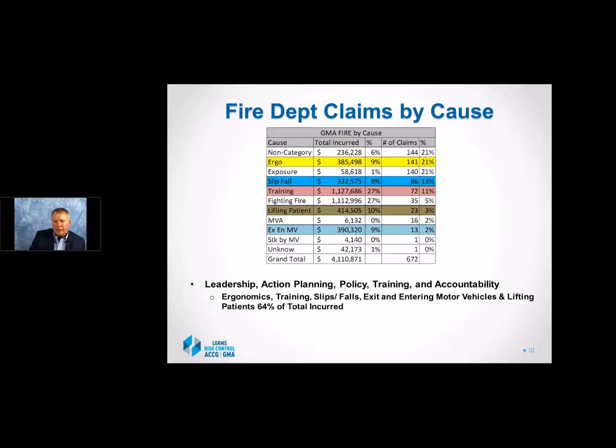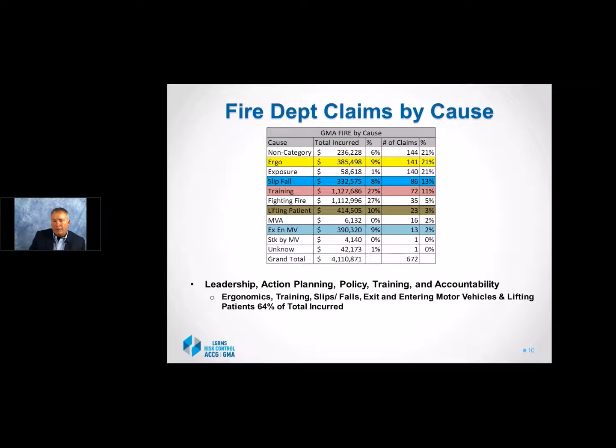Training, again, incidents while training, you can see 27% of the dollars within fire are incidents while training, and that gets back to that safety officer concept. Fighting fires is also 27% of the incidents, and again, I didn't highlight that because I don't think we could have a tremendous impact in regards to that. That's something we don't necessarily do, and there's so many variables that wouldn't be something I want to attack.